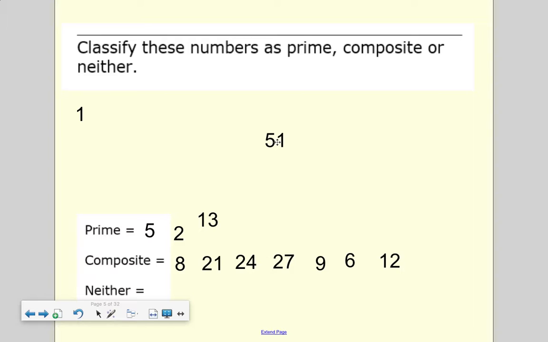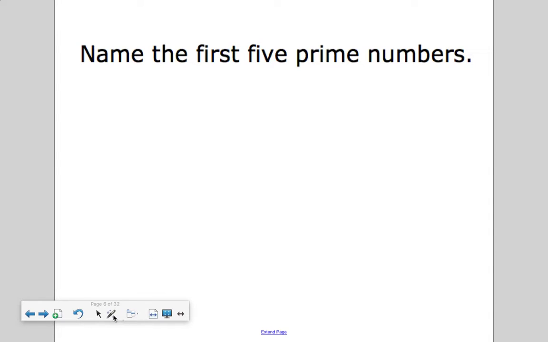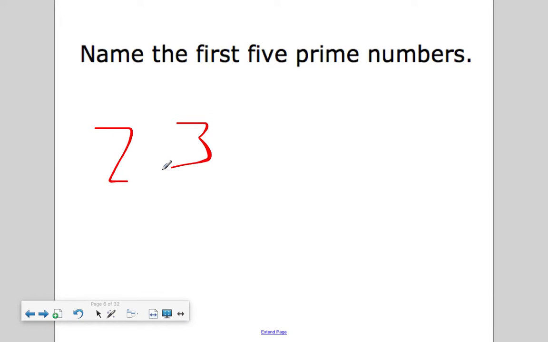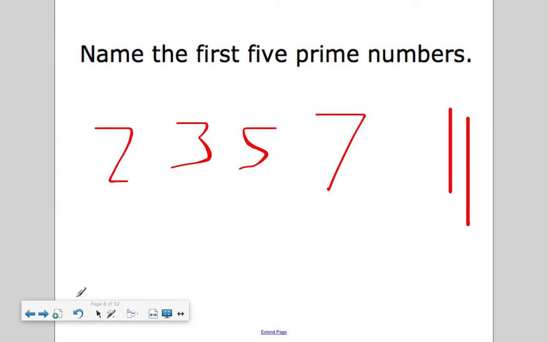51. 51 is 1 times 51. Did you know it's also 3 times 17? That is composite. What about the number 1? 1 is composed of the factors 1 times 1, or 1. It only has one factor, so it's neither. So the first 5 prime numbers are 2, 3, 5, 7, and 11. We are going to be working a lot with 2, 3, 5, and 7, but especially 2s, 3s, and 5s.